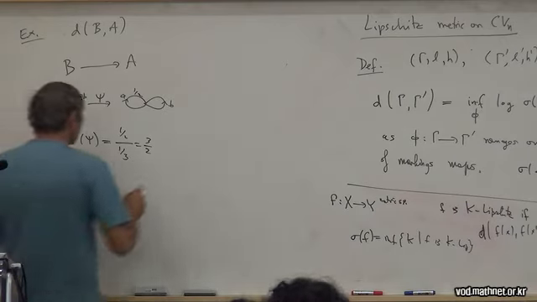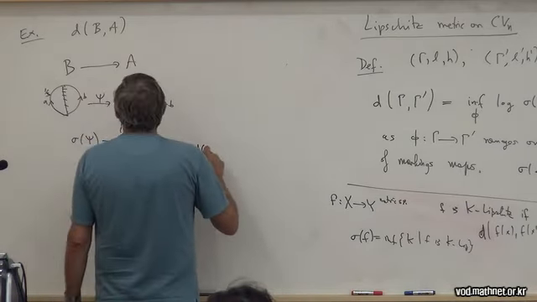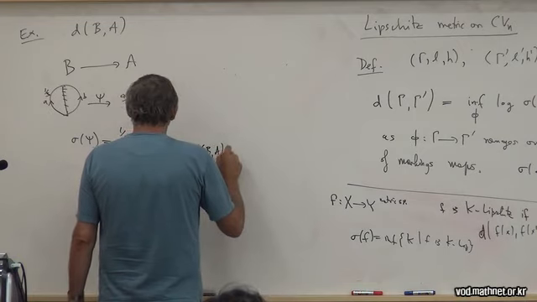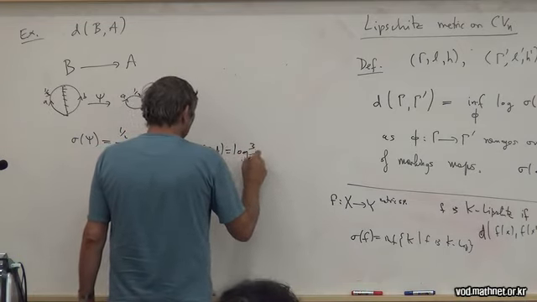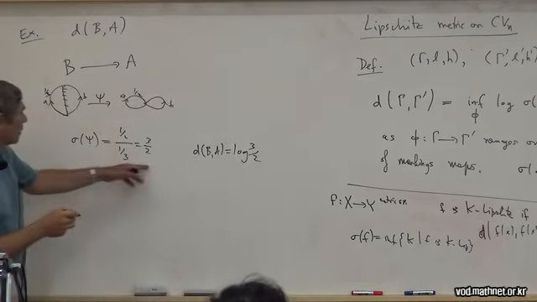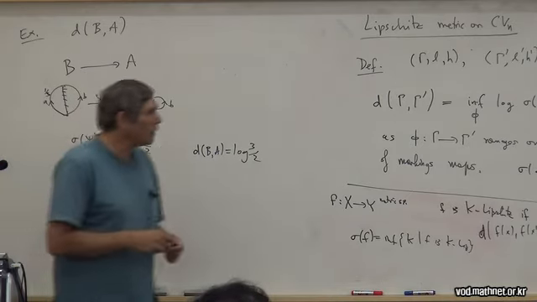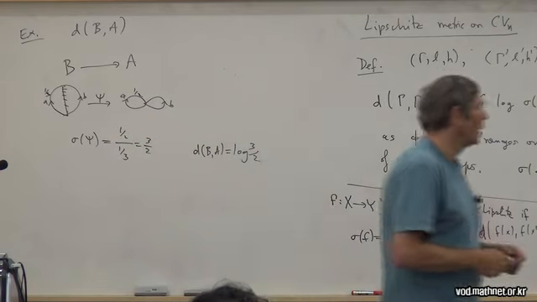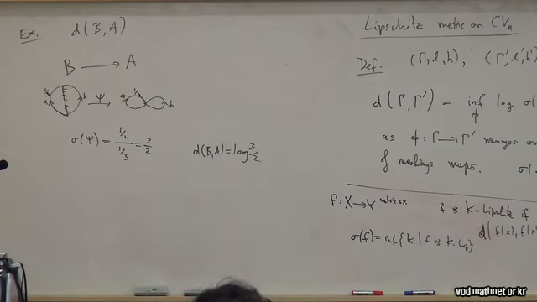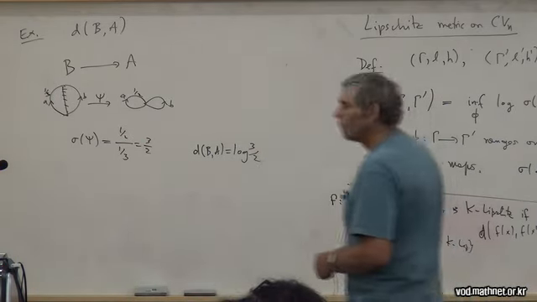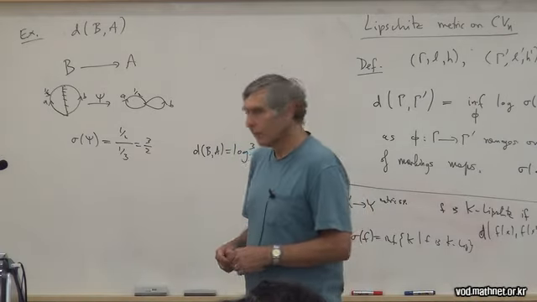Okay, so I want to say that the distance between B and A is equal to log 3/2. I mean, this part only shows less than or equal, it doesn't show equal. But is there a curve that witnesses the lower bound? What's the curve? There is a curve. The one, that's right, exactly.